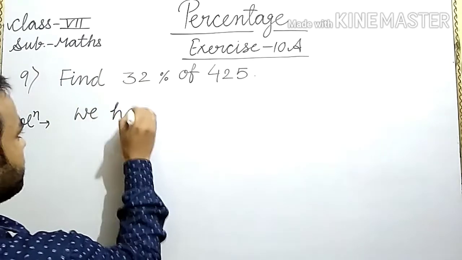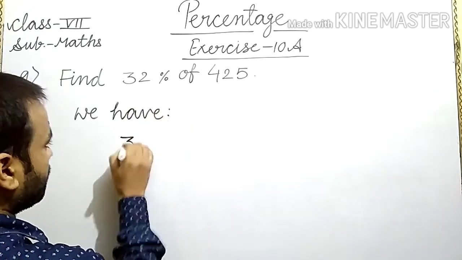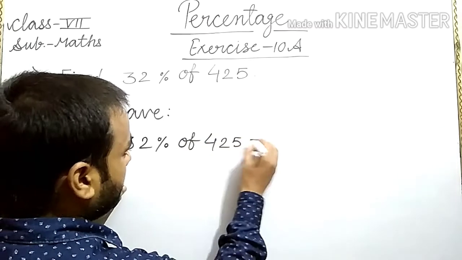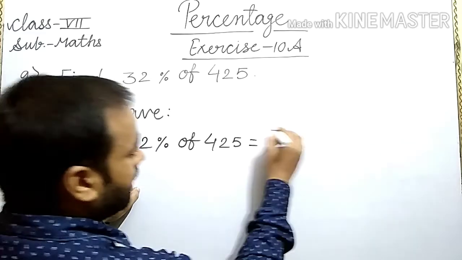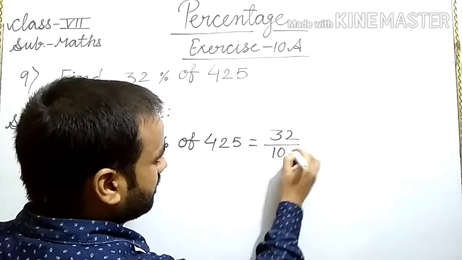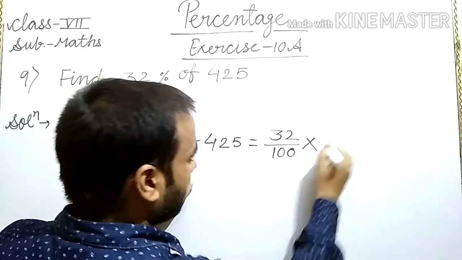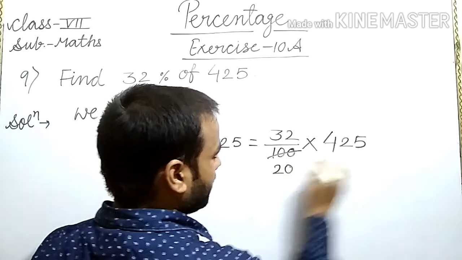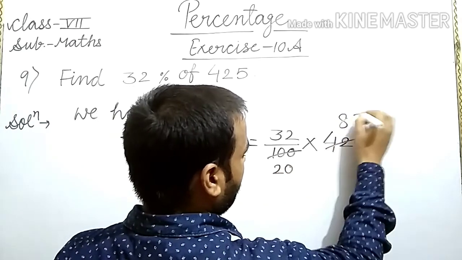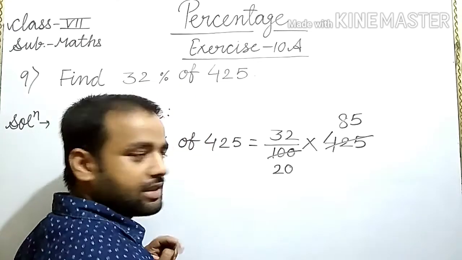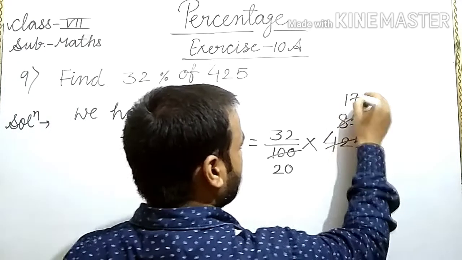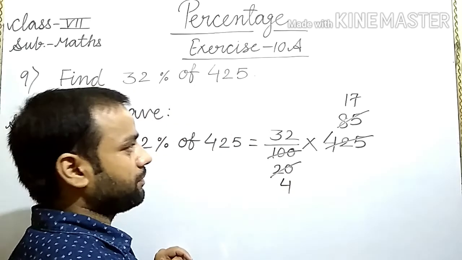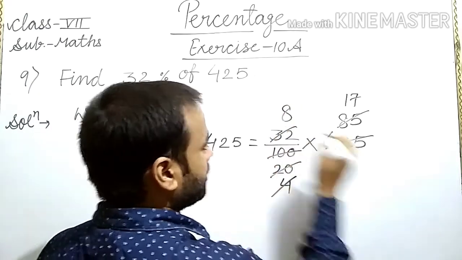So we have 32% of 425. Percentage converts into a fraction, so we divide by 100 and remove the sign of percentage. Of means multiply, 425. So we know 25 fours are 100, and 85 fives are 425. Is it clear? 17 fives are 85, 4 fives are 20, 4 eights are 32.